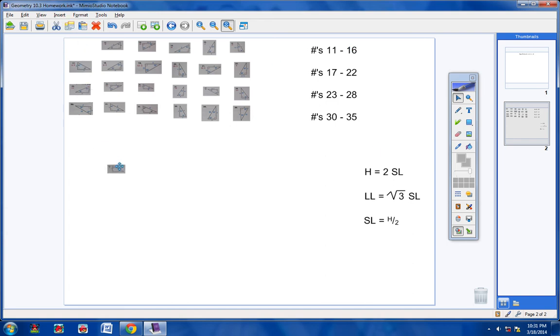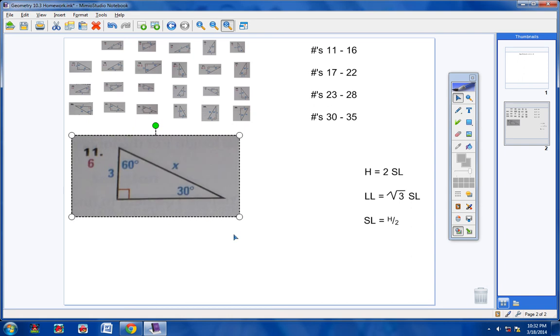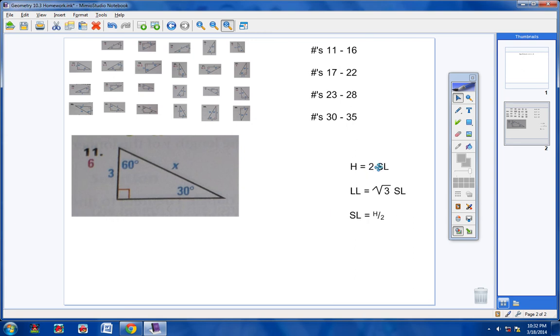Okay, so let's start with number 11 right here. Number 11 reads as follows. It is a 30, 60, 90 triangle, so we are allowed to use these three formulas over here, as long as we have a 30, 60, 90 triangle. So let me get my pen up and running here, and here we go.